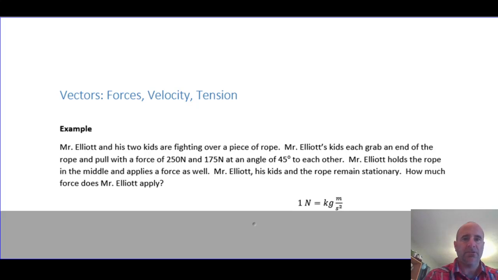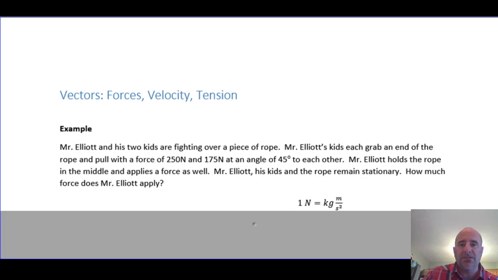So this lesson looks at applications of vectors, and very similar to what you might have already seen in a physics class or something like that. We won't go as far as you would in physics, but I think it's important that we see some of the applications of vectors. We're going to look at different types of forces. We're going to look at velocity and also tension, which is a type of force.